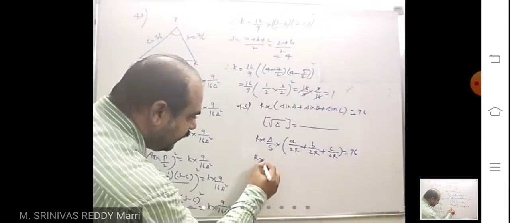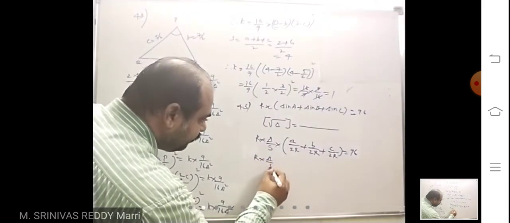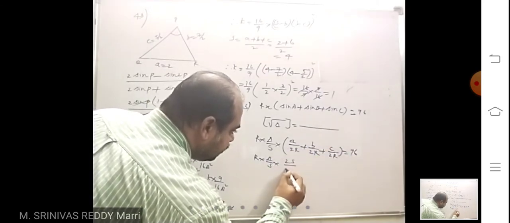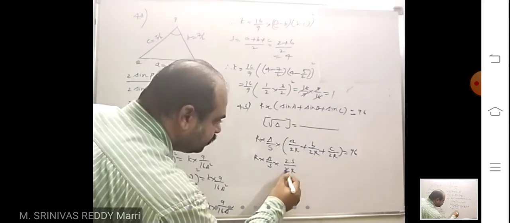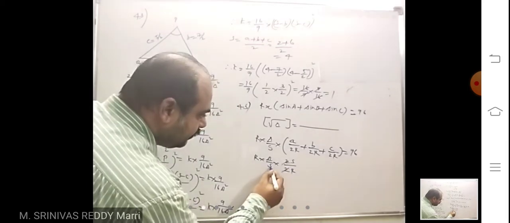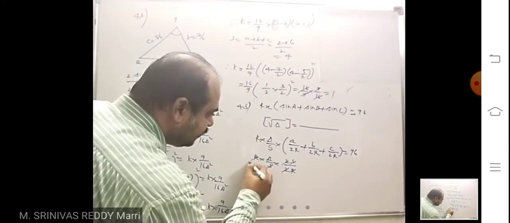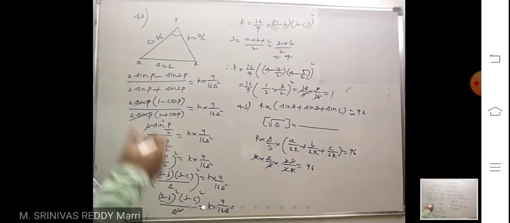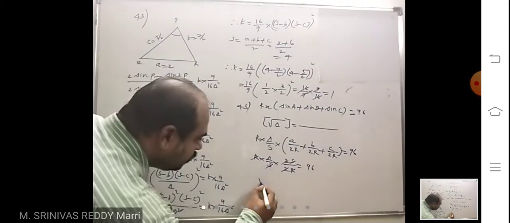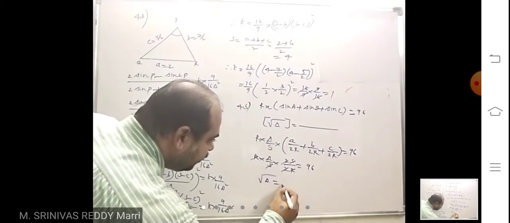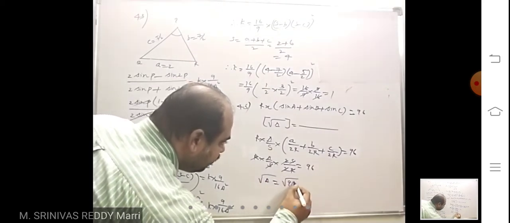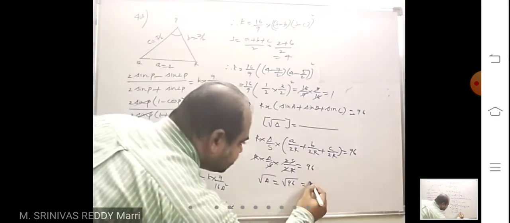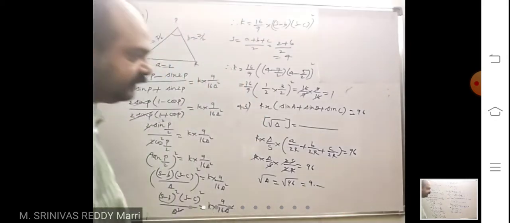That means capital R into delta by S into (A plus B plus C) is 2S divided by 2R. So 2 cancels, S cancels, R cancels. So this is nothing but 96. Right? So root of delta is nothing but root of 96. Root of 96 means 9 point something.